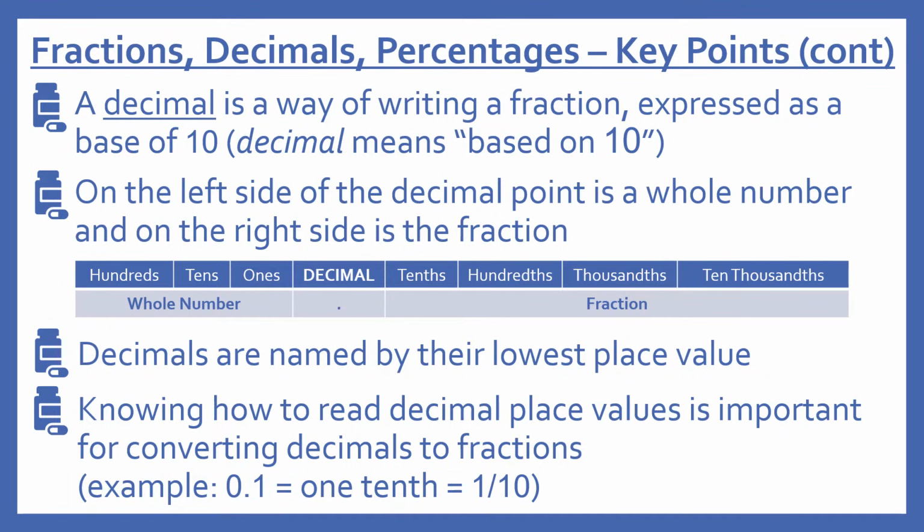So a decimal is a way of writing a fraction expressed as a base of 10. Remember, decimal actually means based on 10. And on the left side of the decimal point is a whole number, and on the right side is the fraction. And decimals are named by their lowest place value. Remember, going from the decimal point to the right, we have tenths, hundredths, thousandths, ten-thousandths. And knowing how to read decimal place value is important for converting decimals to fractions. For example, 0.1 is 1/10, so that's what it equals as a fraction, 1 over 10.